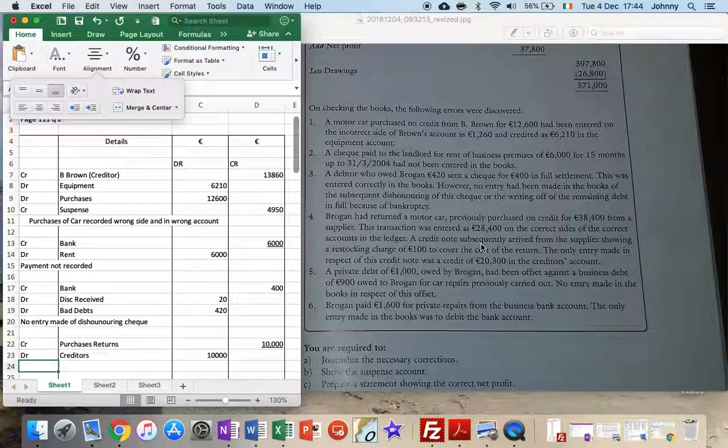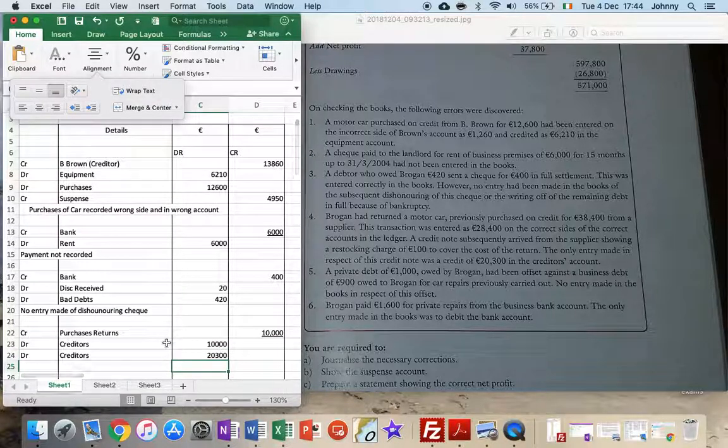So credit note subsequently arrived showing restocking charge of €100. So I should have put it in restocking, I didn't do it. The only entry made was a credit in the creditor's account. So I'll get rid of that by doing the opposite of this. So I'll debit creditors, I'll go debit 20,300. And that means I need a suspense, okay, of that amount, but I'll come to that again.